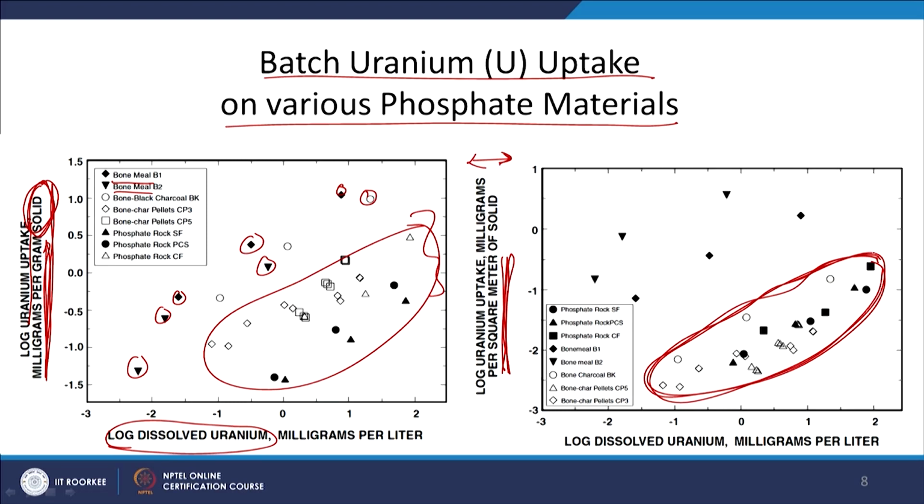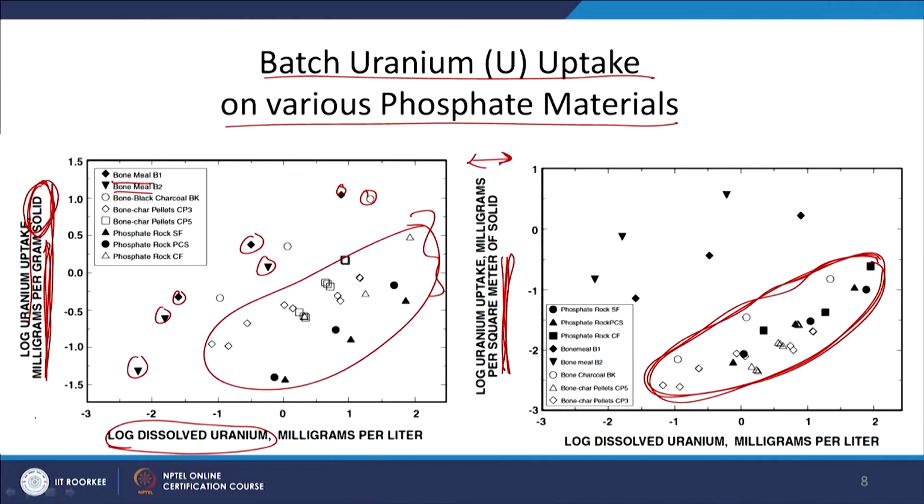And let's say, depending upon that, you see that when I normalize it per surface area, the performance is more or less the same. There is not a great deal of difference. So the key differing aspect between each of these phosphate materials, let's say, is the surface area now, right?